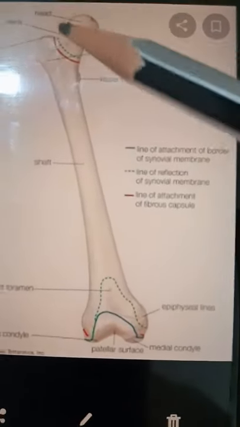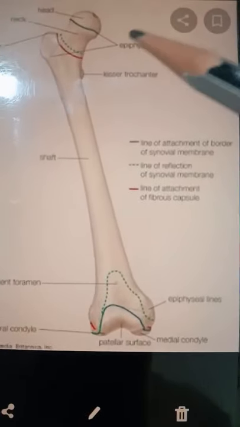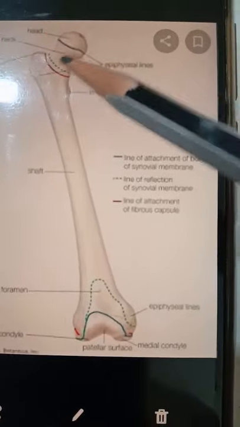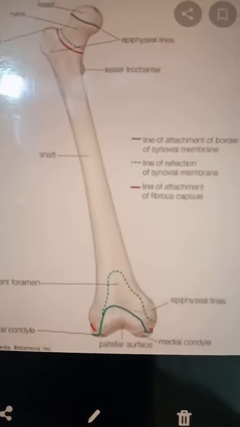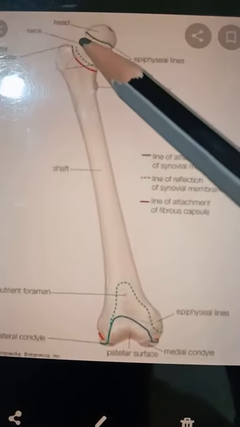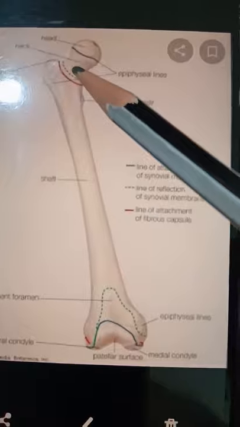Then the neck. So the neck connects the head with the shaft. So that is the head and this is the shaft. The part between these is called the neck. Then the neck has two borders and two surfaces. The two borders are the upper border and the lower border, and the two surfaces are the anterior surface and the posterior surface.